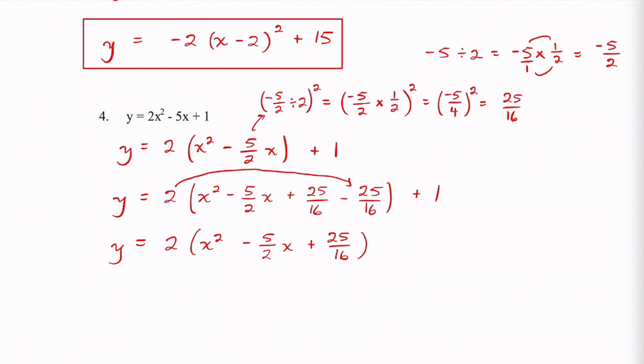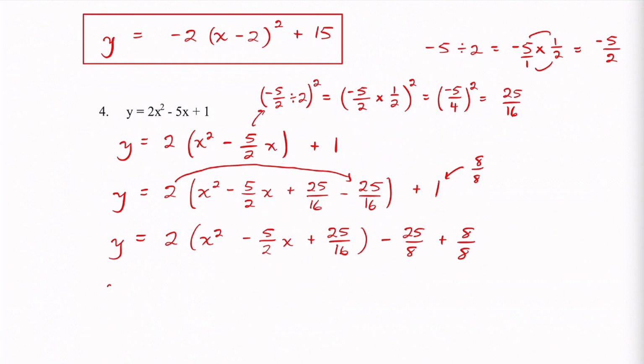Okay, so when I do that distribution, 2 times negative 25 over 16, that's going to give me negative 25 over 8, plus a 1, and the 1 I'm going to change, that's 8 over 8, just so I'm going to have a common denominator here. Okay, so in the next step, we can factor this perfect trinomial. Okay, so x comes down, negative will come down, and then we're going to take this number and then divide by 2. Okay, and I actually already did that calculation up here.